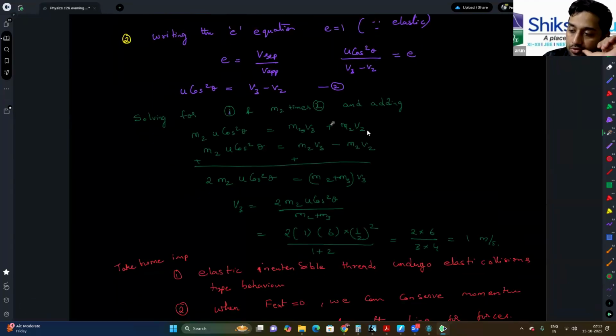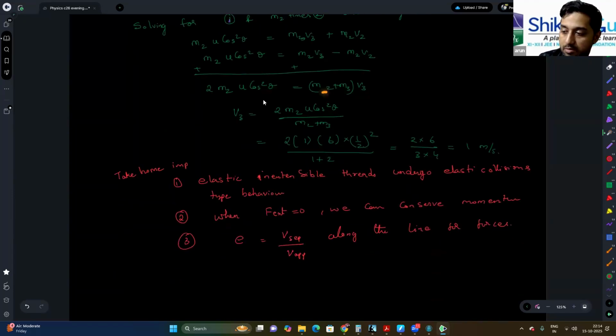So we get one more equation from the coefficient of restitution, and one equation from momentum conservation. When we combine these two, we can add and solve for the velocity V3. I took the momentum equation, and I took the e equation multiplied with M2, and then I am adding them. So when I add these equations, the M2 V2 cancels and we get an M3 V3 and an M2 V3 term. When you add, this will become M2 plus M3 times V3, and we have M2 (1 plus e) u cos square theta. Then we divide by M2 plus M3 and put in the values. We get the final answer as 1 meter per second.